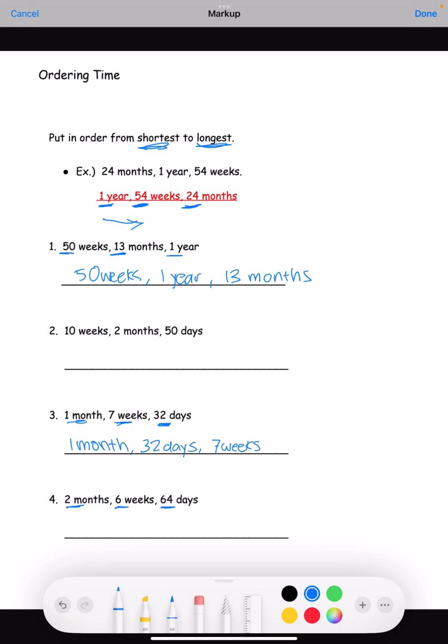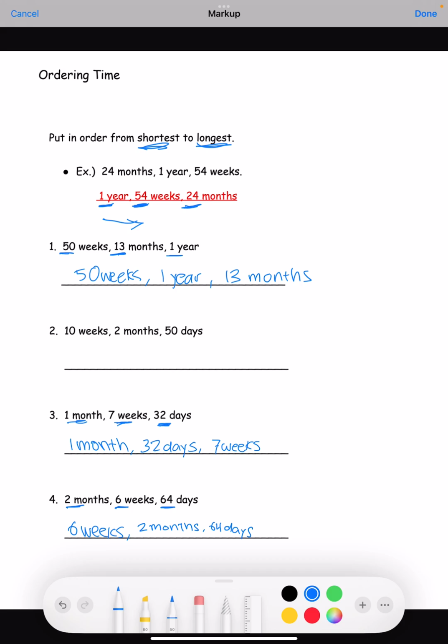So there's 7 days in a week. So if you do 6 weeks plus 6 weeks plus 6 weeks plus 6 weeks plus 6 weeks plus 6 weeks plus 6 weeks, that would be 42 days. So 6 weeks would be the smallest. And then 64 days is over 2 months, so 2 months would be second. And then 64 days would be the greatest.